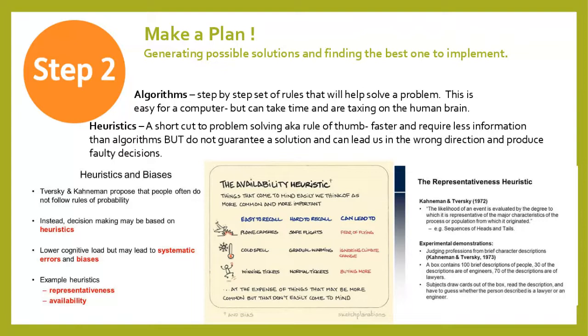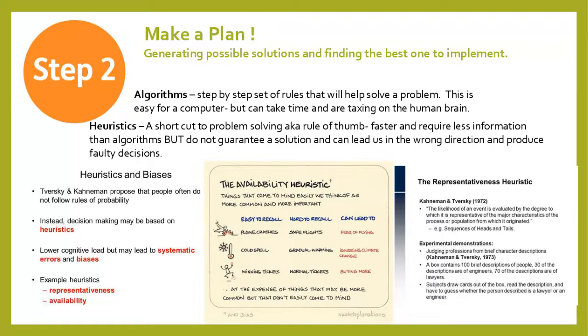Some people who write a lot about heuristics are Tversky and Kahneman, and they've got a really good book called Thinking, Fast and Slow, which poses these kinds of questions about the process of thinking. It means that decision-making can be based on heuristics, which is our rule of thumb. Although that is not as taxing on our brain, because we're really just going with what we think of first, it can lead to errors and problems.